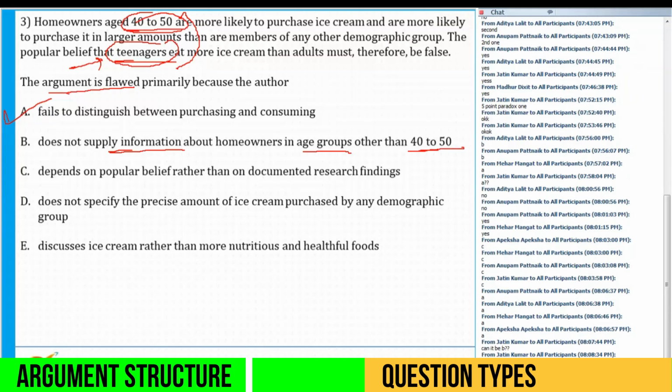Even if he supplies information about homeowners in the age groups other than 40 to 50, nothing will happen. You will come to the same conclusion that he is assuming that the person who's purchasing it is the person who's consuming it. The flaw is that he is assuming that the purchaser and the consumer are the same. So yes, the answer for this question should be A. Okay, clear for all of you?